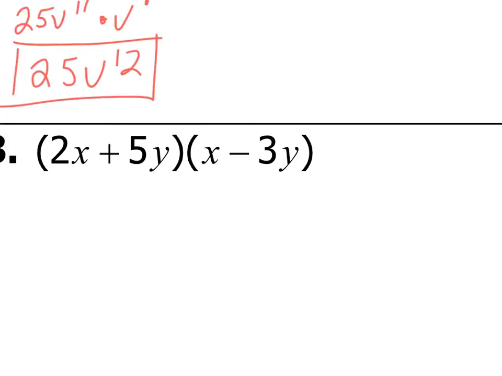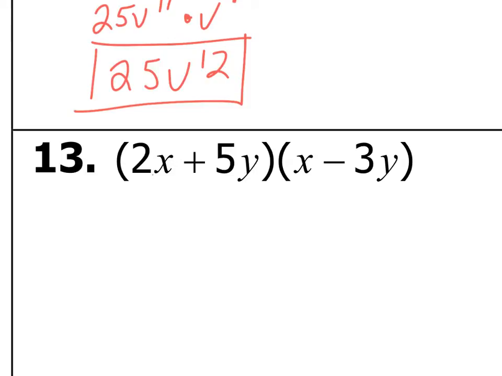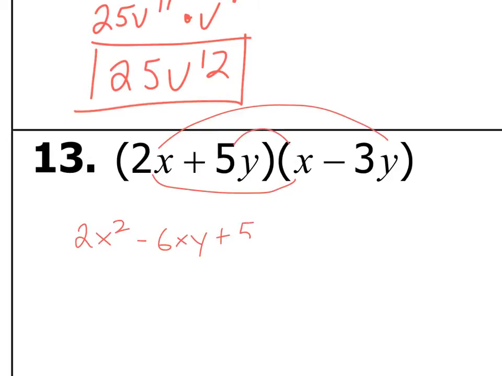Number 13. Two more binomials that we're multiplying, so we must use FOIL first. Well, you don't have to use FOIL, but that's an easy way of doing these. So first would be 2x squared. Okay, then outers, which would be a minus 6xy. Then inners, which would be plus 5xy. Then last, which would be minus 15y squared.